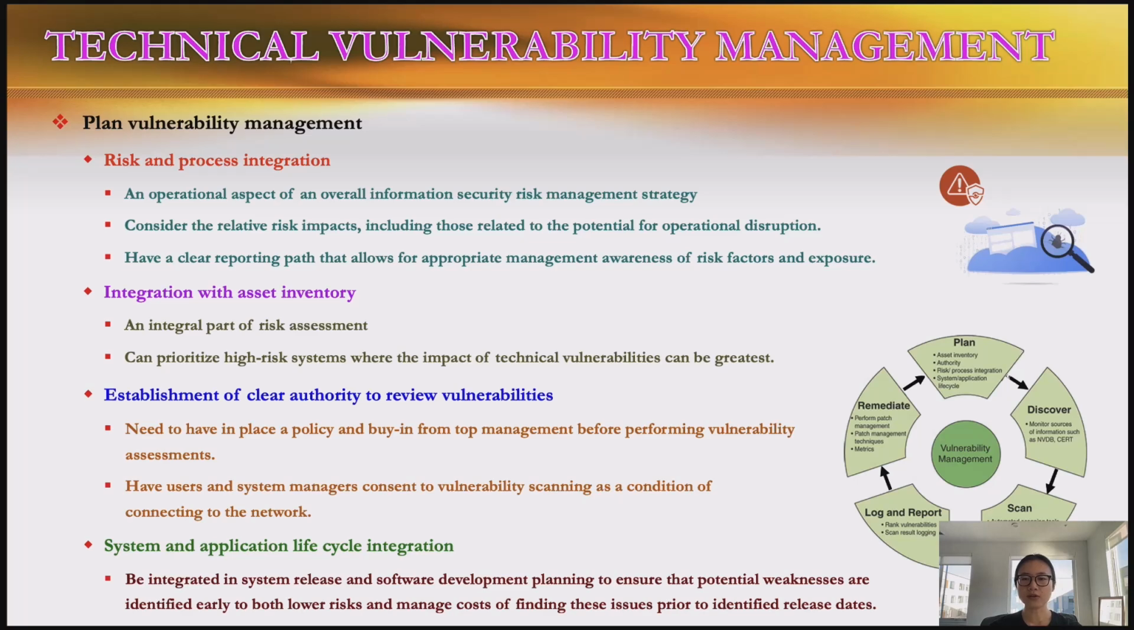And the final aspect is system and application lifecycle integration. The review of vulnerabilities must be integrated in system release and software development planning. This enables organizations to identify potential weaknesses early at lower risks. It also allows organizations to manage costs of finding the issues prior to the identified release dates.